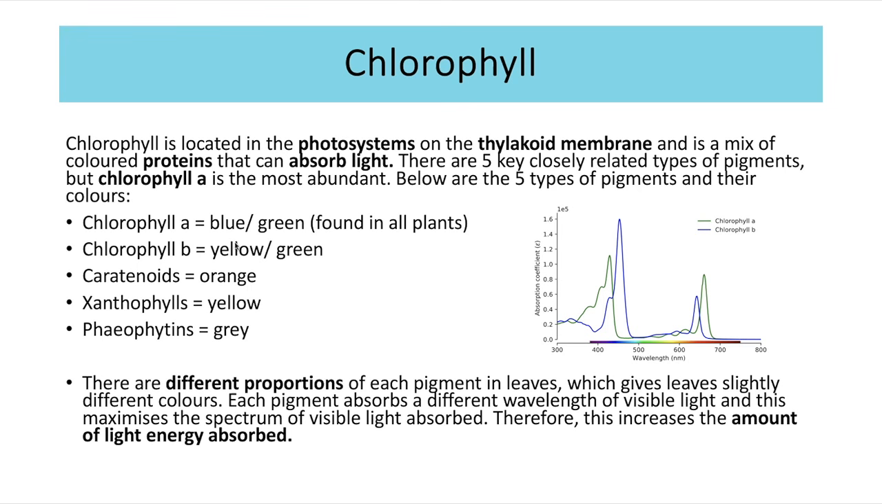And these different pigments look different colours because they reflect different wavelengths of light, which also means they absorb different wavelengths of light. And this is why it's an advantage for plants to have different pigments, because that will maximise the amount of light energy that can be absorbed across the spectrum of the visible light wavelengths. And each plant has a different proportion of each pigment, which is why the leaves look slightly different colours.